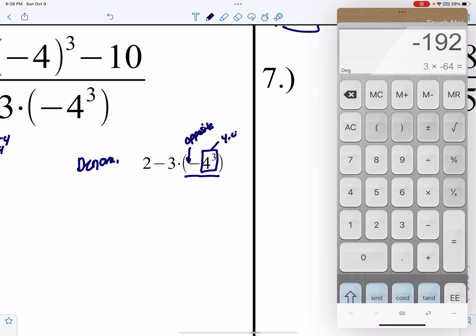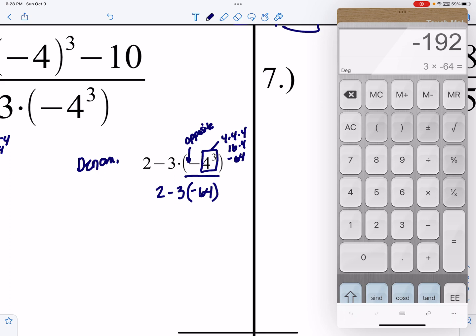So this is 4 times 4 times 4. So we have 16, and then times 4 is 64. And then the opposite of that is negative. So it ends up being negative anyway, but that could have been a big mistake if it was like to the second power. We would have got a different answer. So let's go ahead and rewrite this. We have 2 minus 3. I'm going to go ahead and keep the parentheses to show the multiplication.